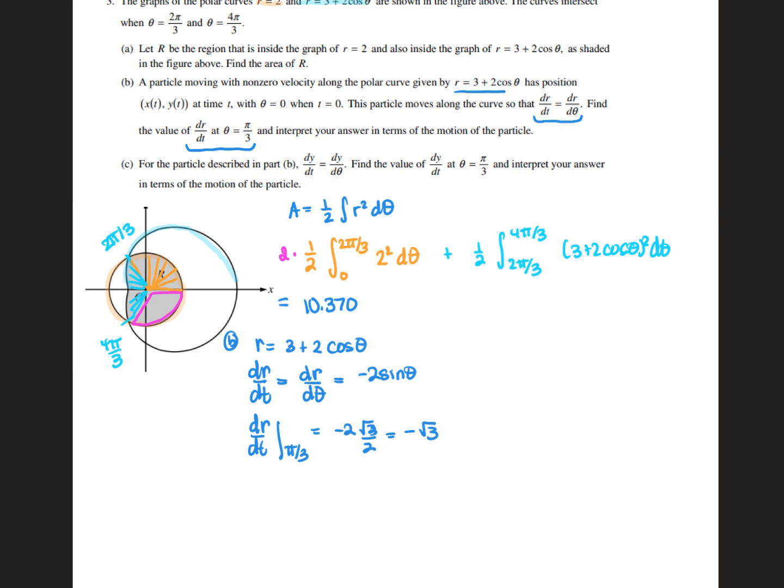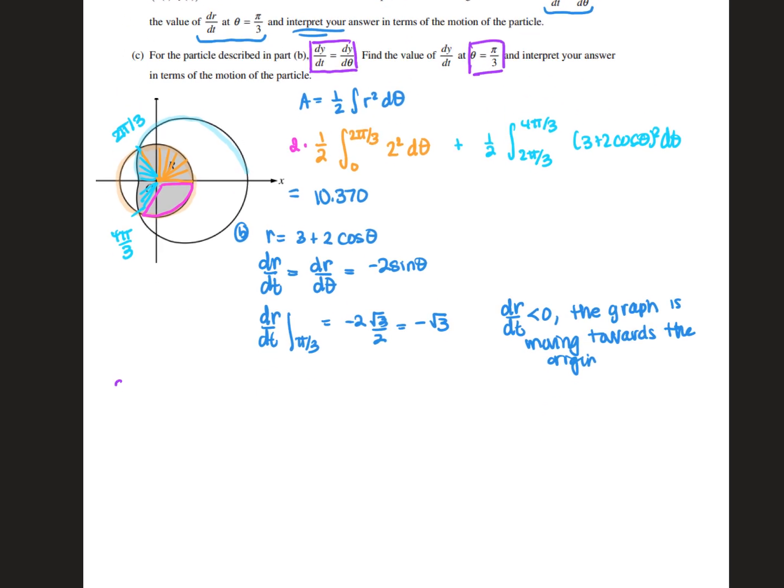And it wants to know what that means for the particle motion. Since this is negative, dr/dt is less than 0, the graph is moving towards the origin. Part C, we know that dy/dt is the same thing as dy/d theta, and they want you to find dy/dt at theta equals pi over 3.